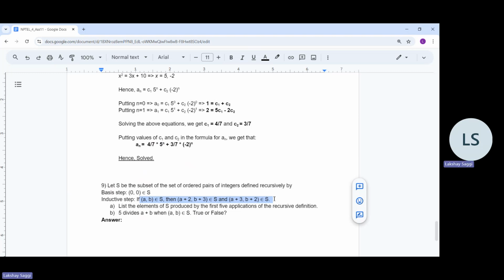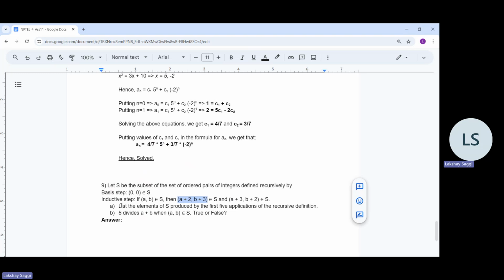So this is the recursive step. Suppose (0, 0) was the first element of the set S, then the next elements can be defined by (A + 2, B + 3), like (2, 3) and (3, 2). Similarly, in the other step, we'll obtain other values. So this set S is also defined recursively here. Recursion is not just limited to numbers, but can also be applied to sets.